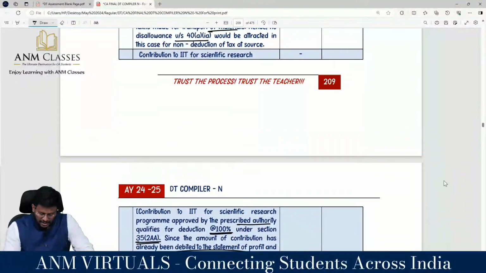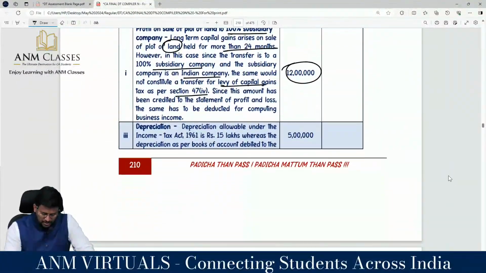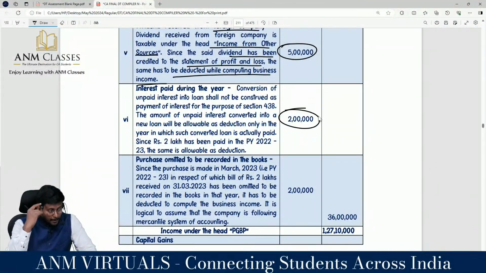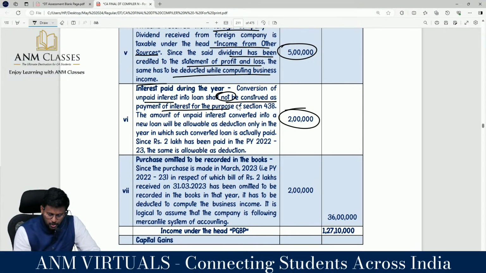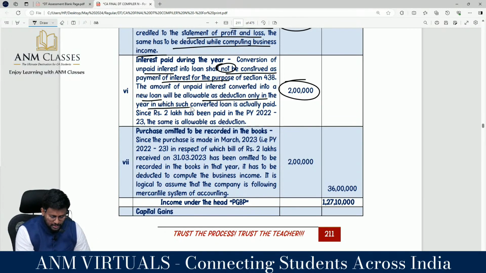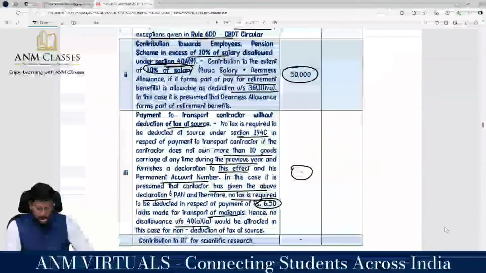Correct? Out of 10 lakhs, how many lakhs have they paid? 2 lakhs. Where has that been reduced from? It has been reduced in the balance sheet, isn't it? Conversion of unpaid interest into loan shall not be construed as payment of interest for the purpose of section 43B. The amount of unpaid interest converted into new loan will be allowable as deduction only in the year in which such converted loan is actually paid. Since rupees 2 lakh has been paid in the previous year 22-23, the same is allowed as a deduction. Right?